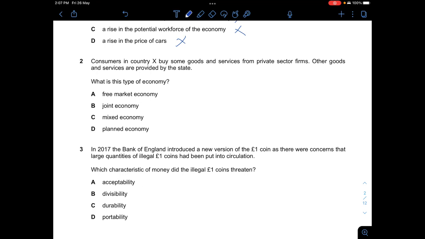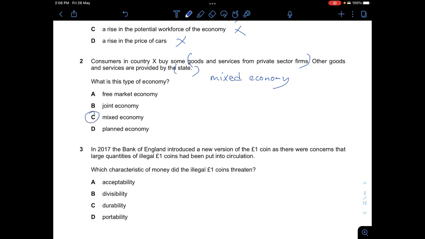Question 2. Consumers in country X buy some goods and services from private sector firms. Other goods and services are provided by the state. What type of economy is this? First, consumers buy goods and services from private sector firms. Then other goods and services are provided by the state. This means that this is a mixed economy because private goods are produced by private sector firms, and then public goods or merit goods are provided by the state. So the answer is C.